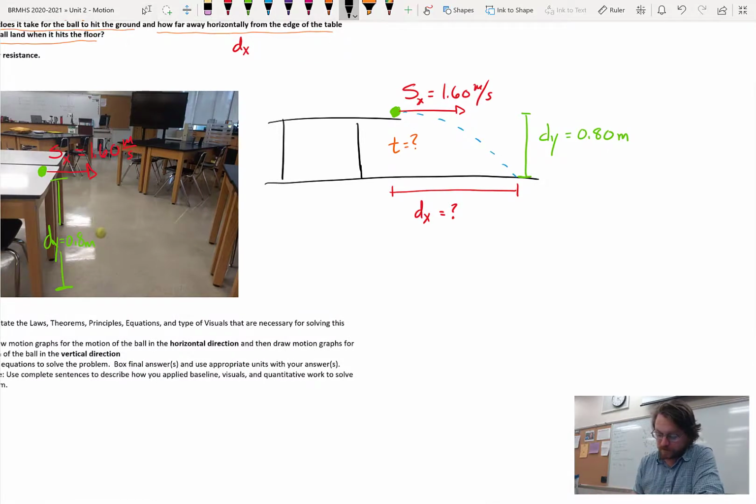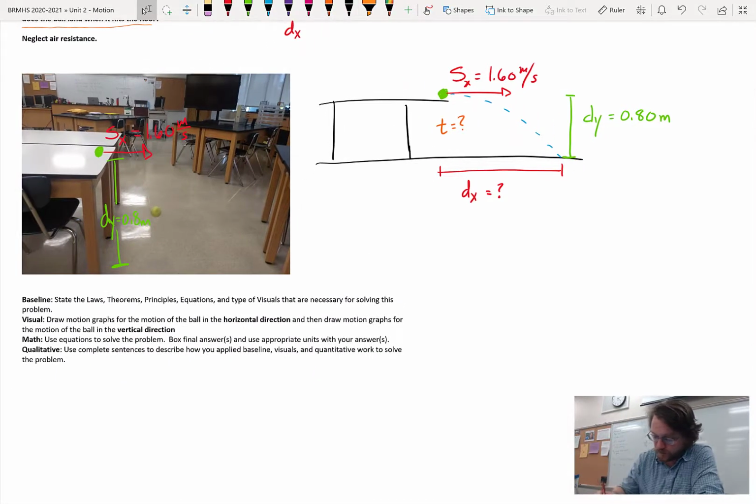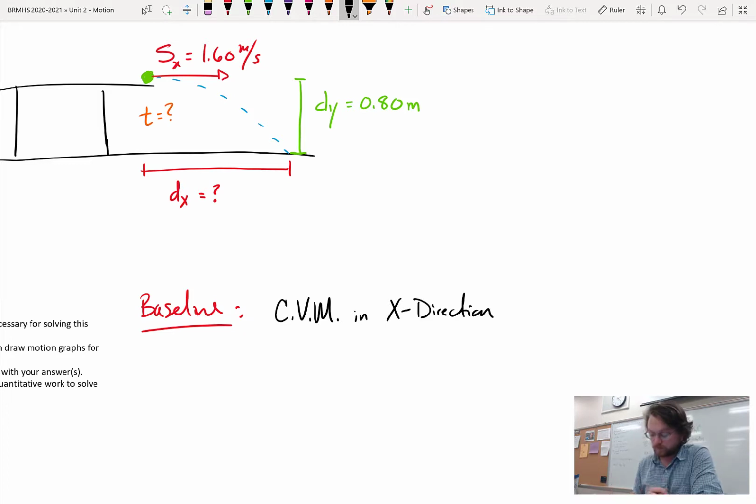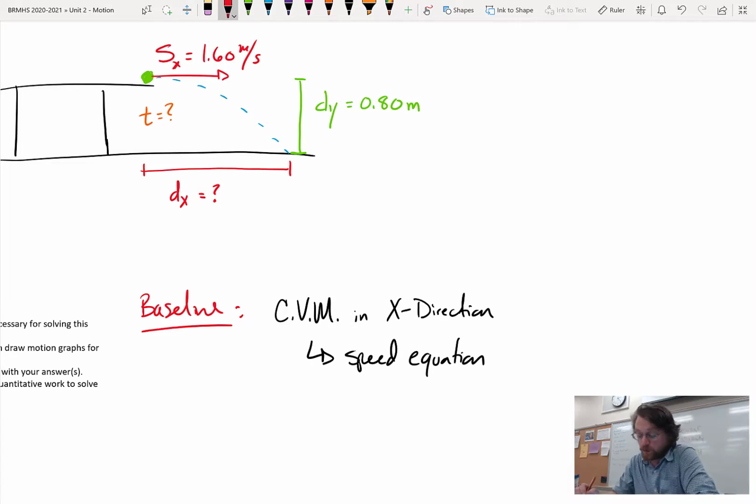When we start to get started, I've already done a little bit of visual work, haven't I? I drew a sketch. When I start to do my actual work for the problem, I gotta mention what principles I'm using. So I have constant velocity motion in the x, that's the horizontal direction. So that means I can use the speed equation to help me figure out the horizontal speed if I don't know that. I can use the speed equation to help me find the horizontal distance it traveled. That's the red dx, so I'm going to need to use it for that. And I also have a time t in there.